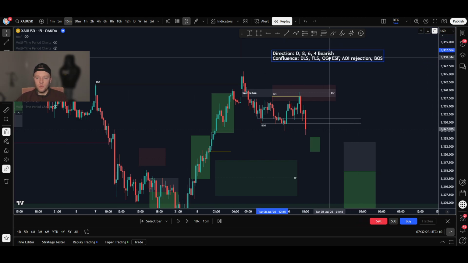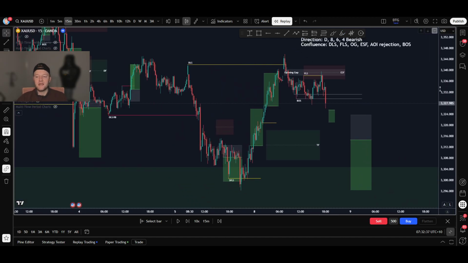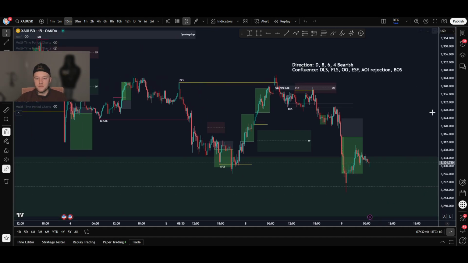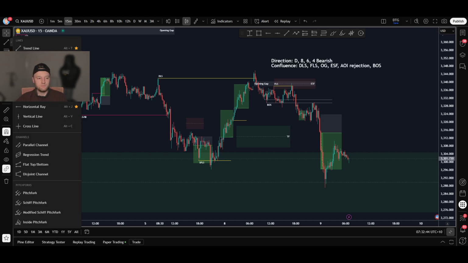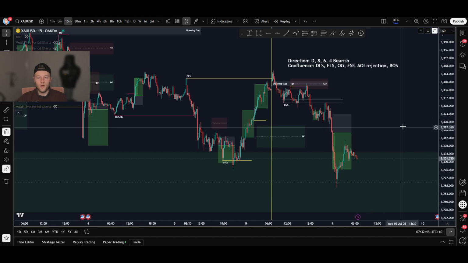So the confluence, once we find direction, which was bearish, we then need to build confluence in that direction, which was, first of all, at this point, DLS, right? Which was the liquidity that was taken over here. FLS, which got taken, and look at the precision. First of all, let's just take a step back and look at the precision from yesterday, right? Look at this absolute precision. This is where the market opened up.